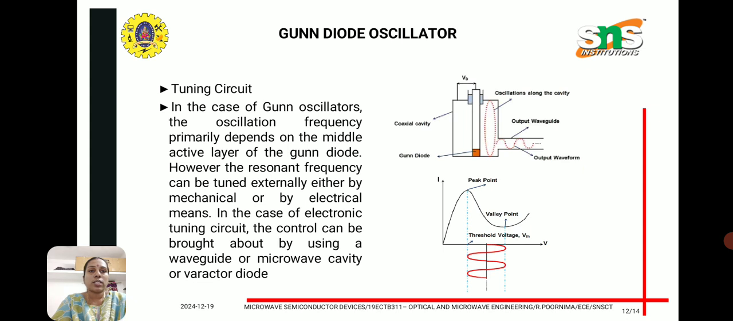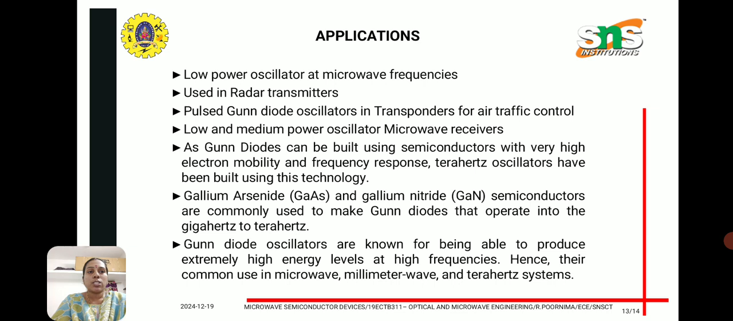In this diagram, we can see a coaxial cavity, and the oscillations along the cavity are taken as the microwave output, and the Gunn diode is fixed inside the cavity resonator. During the negative resistance region, we can see oscillations are produced, as shown in this graph. Applications of Gunn diodes are as a low power oscillator at microwave frequencies and in radar transmitters. Gunn diodes can be built using semiconductors with very high electron mobility, so they are used as terahertz oscillators.